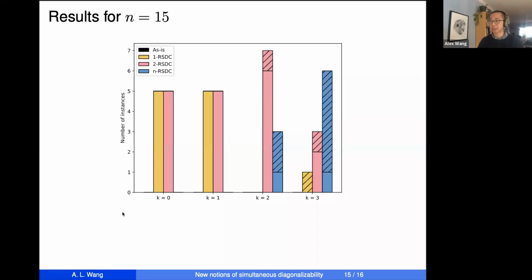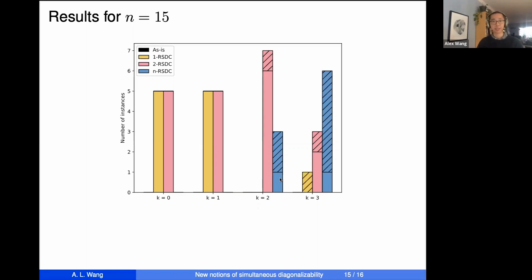At k equals 0, 5 of the instances were solved most quickly by the 1RSDC algorithm, and 5 were solved most quickly with the 2RSDC algorithm. The same story holds at k equals 1. But then things start to get a little funky. What happens at k equals 2 is that 6 of the instances are solved most quickly with the 2RSDC algorithm, and 1 is solved most quickly with the n-RSDC algorithm.